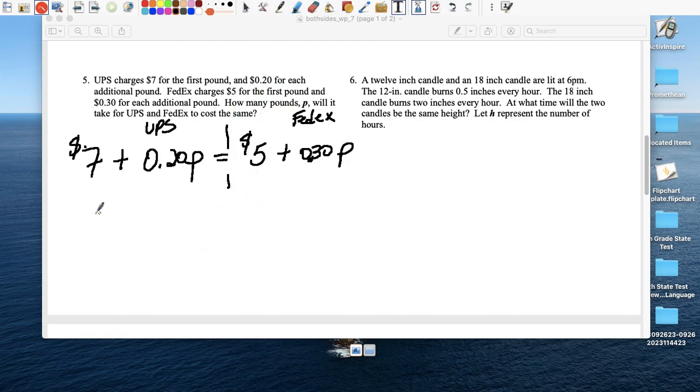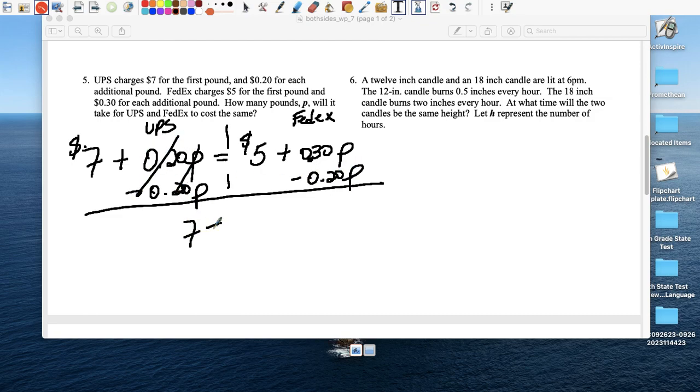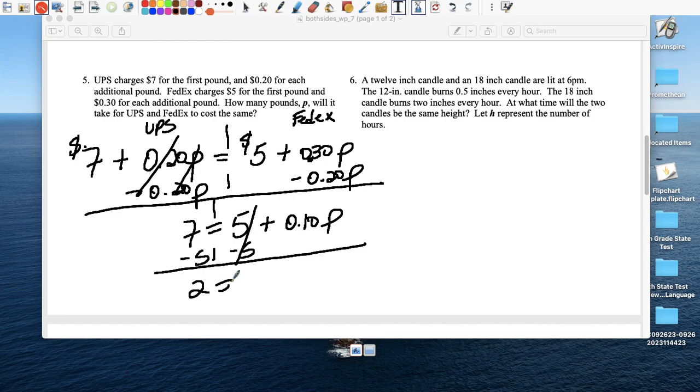So right in the middle, let's get rid of this one because it's a smaller coefficient. We go minus 20p, minus 20p. This becomes 0. 7 comes down. 5 plus 30 cents minus 20 cents is 0.10 or 0.1. Let's subtract the 5, so minus 5, minus 5. 7 minus 5 is 2, and over here we're left with 0.1p.